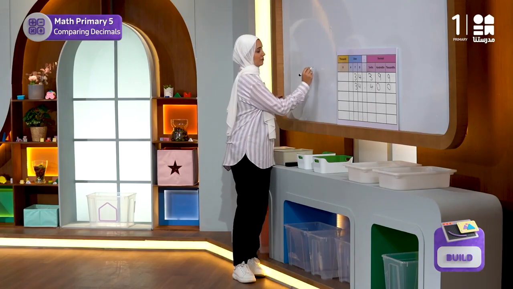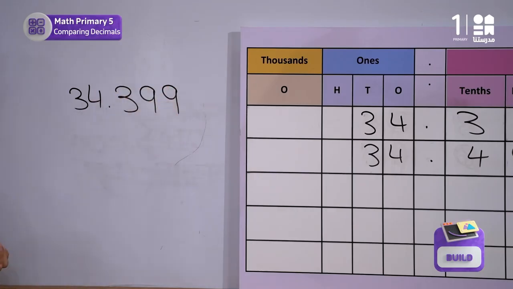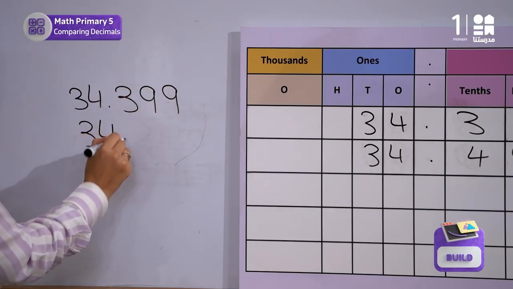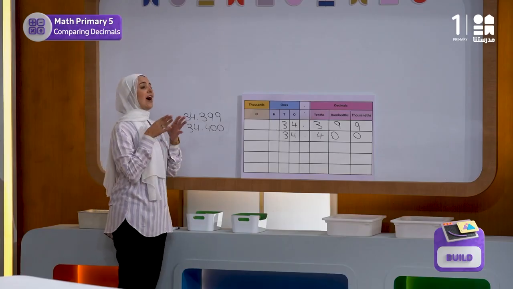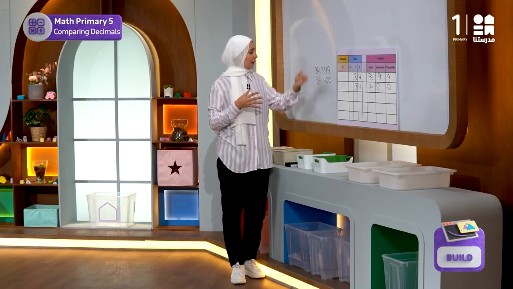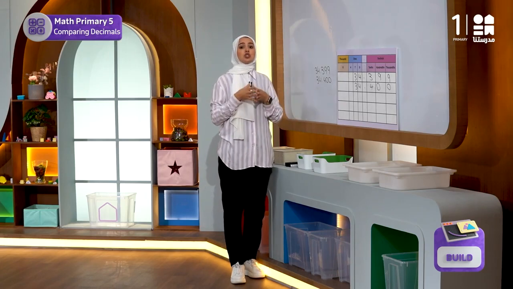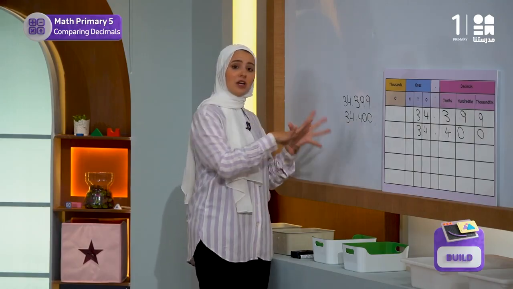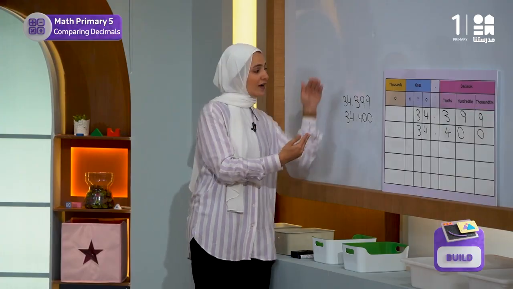So what do we have? 34.399 and we have 34.400. For both, it's thousandths. Now, we are going to compare them and check which number is bigger. If the numbers are side by side, it might be a little bit confusing. So, in order to compare, it's always better to put them in the vertical place.